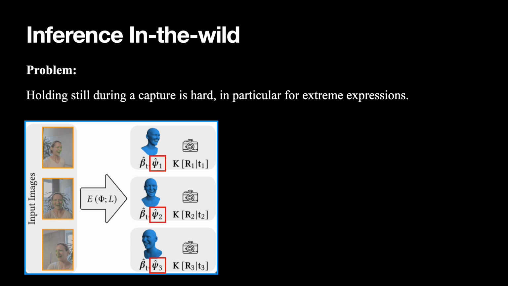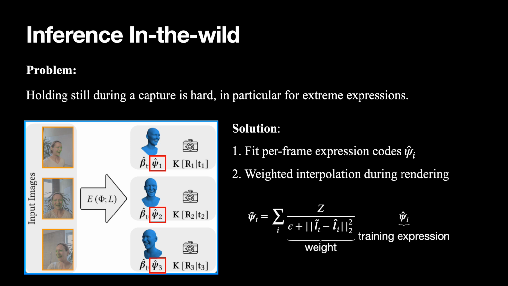And this allows the model to differentiate between different expressions that happen during the capture. So what we do is we fit per frame expression codes, psi, and then we perform a weighted interpolation during rendering. So if you look at the face from the left side, you will mostly use the expression code from that side, and as you smoothly transition to the right side of the face, you will interpolate the different codes fitted based on the distance of the camera.